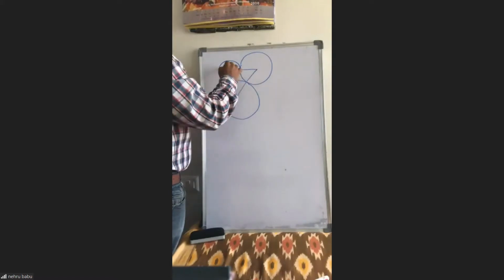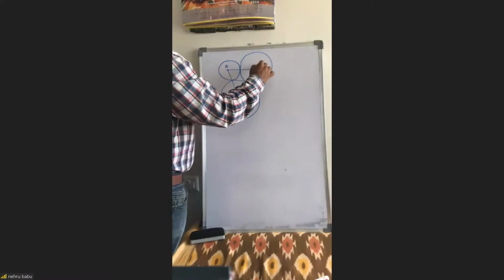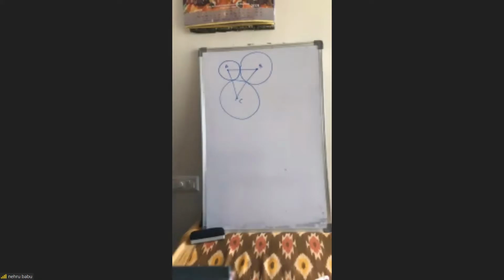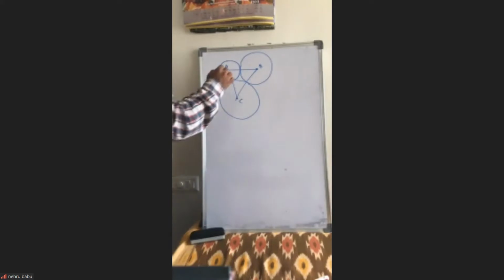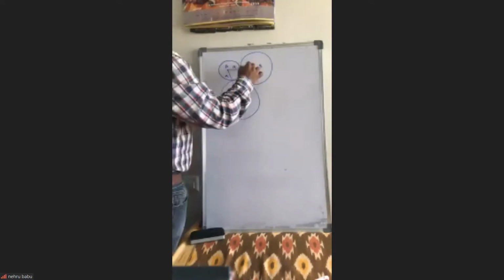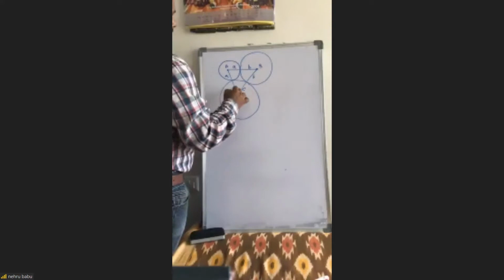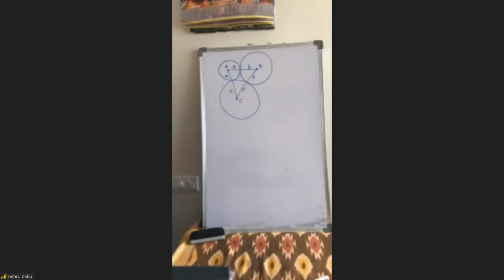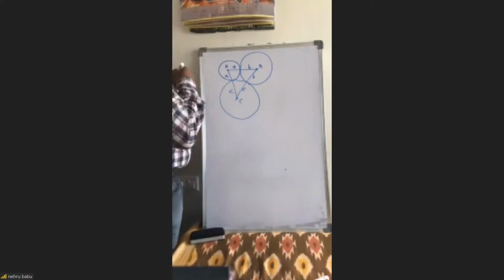So let's assume the centers of these three circles are A, B, C. So this radius is AA', this radius is BB', and this radius is CC'. Now, one circle touches these three.